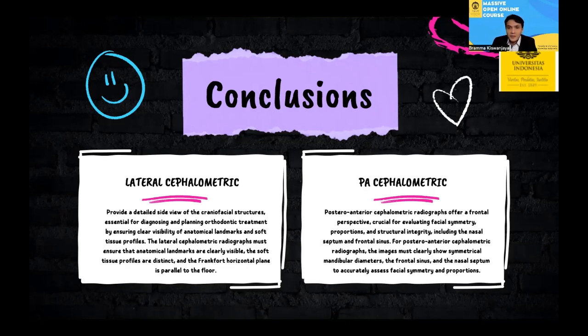Whereas posterior-anterior cephalometry offers a frontal perspective, crucial for evaluating facial symmetry, proportions, and structural integrity, including the nasal septum and frontal sinus. For posterior-anterior cephalometric radiographs, the images must clearly show symmetrical mandibular diameters, the frontal sinus, and the nasal septum to accurately assess facial symmetry and proportions.